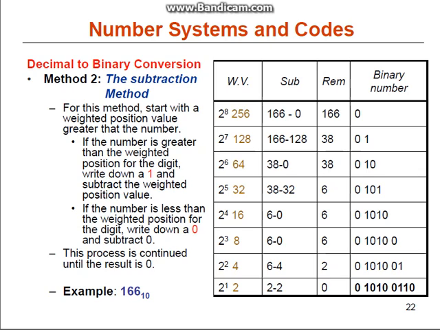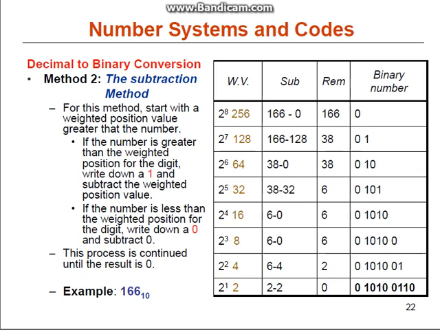If your number is greater than the weighted position, you write down 1, and then you subtract the weighted position value, which means you subtract both together. But if the number is less, then you just write down 0 and subtract 0. Let's look at the example over here first.